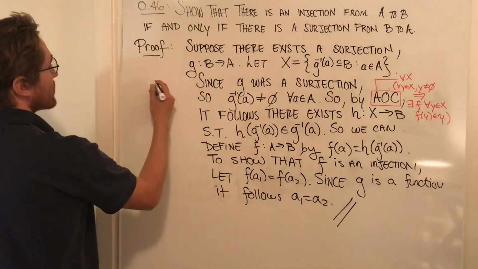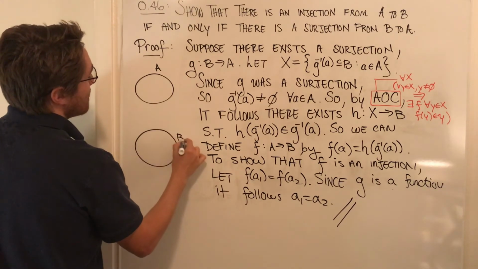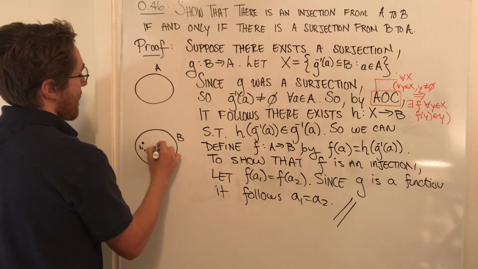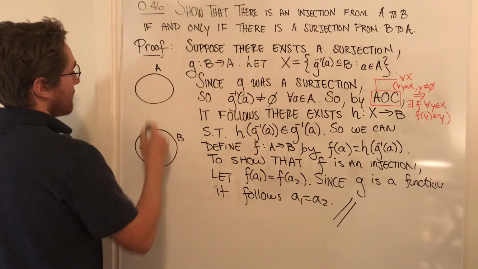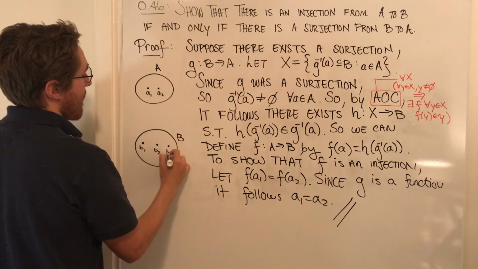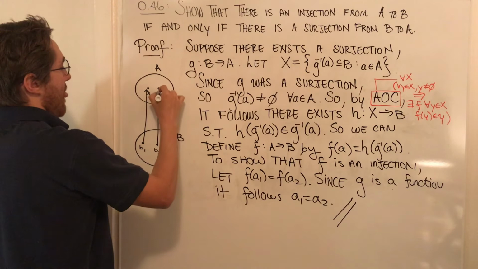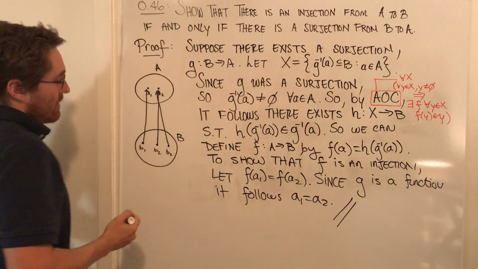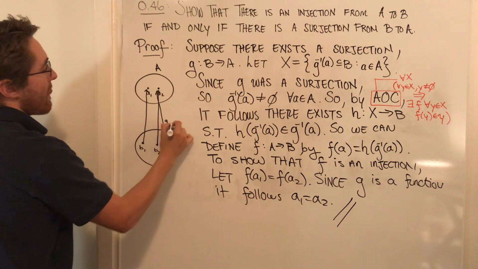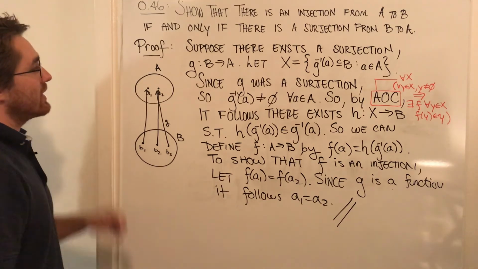Here I have some set A and some set B, right? And what I've established is that there's a surjection from B to A. So this thing is going like this, and this direction is G, right here. G is taking elements from B into A, and I'm hitting all the elements of A.